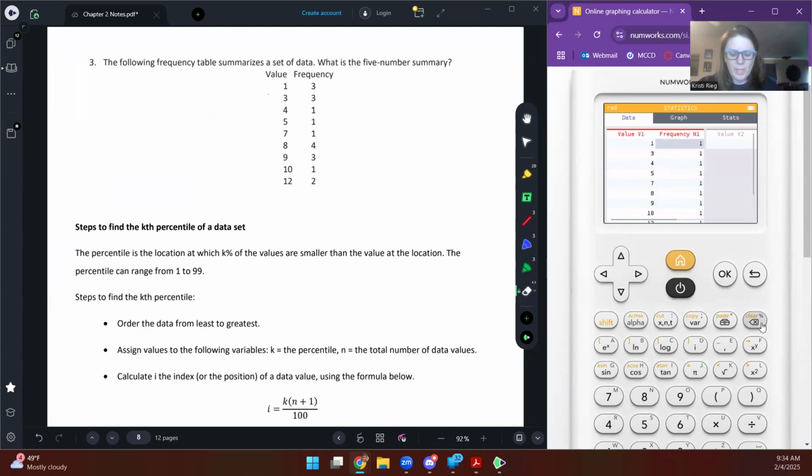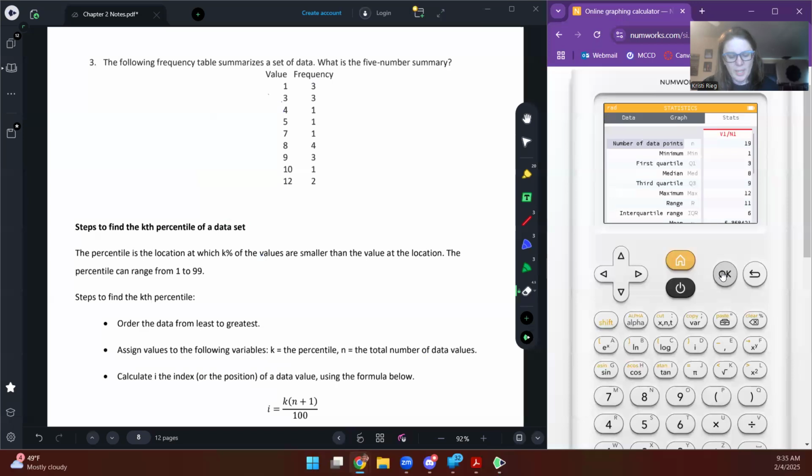All right, for frequency, I have 3, and I can just type over. I don't need to hit delete. 3, 3, 1, 1, 1, 4, 3, 1, 2. And now the same thing. I entered in all my data. I'm going to go to the top, go over to stats, and that's it.